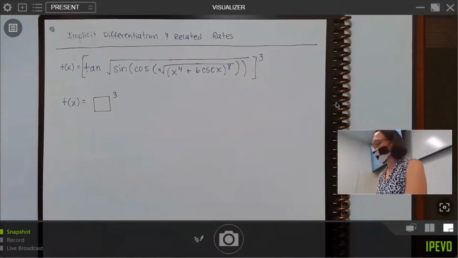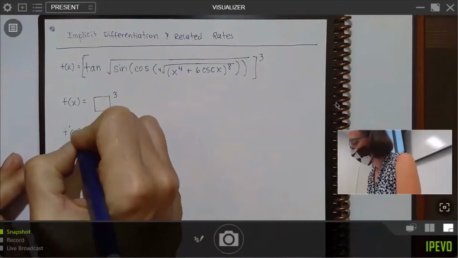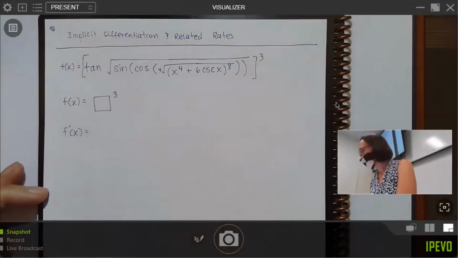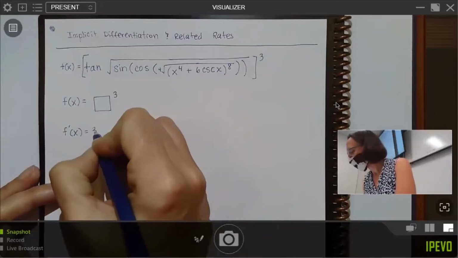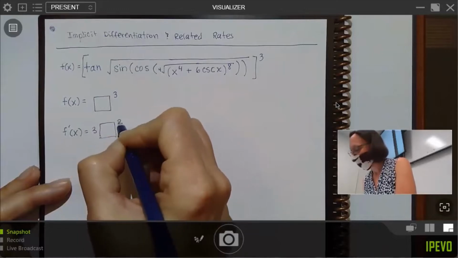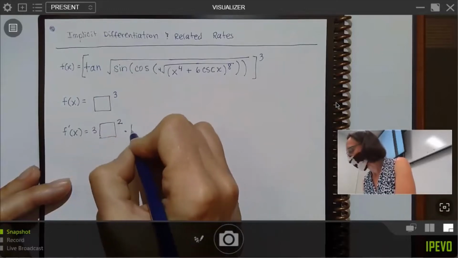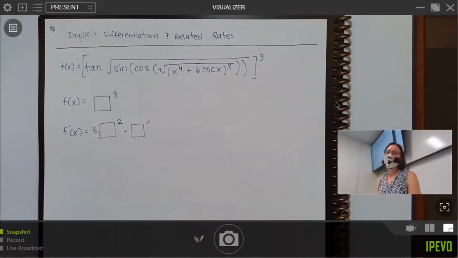So when I take the derivative of this, chain rule says I'm going to get 3 times the box to what power? Times, chain rule says I have to multiply by box prime. Okay. So imagine I have some other terrible function.